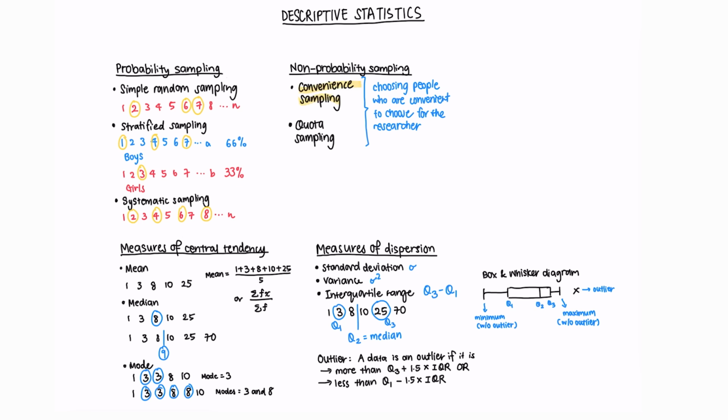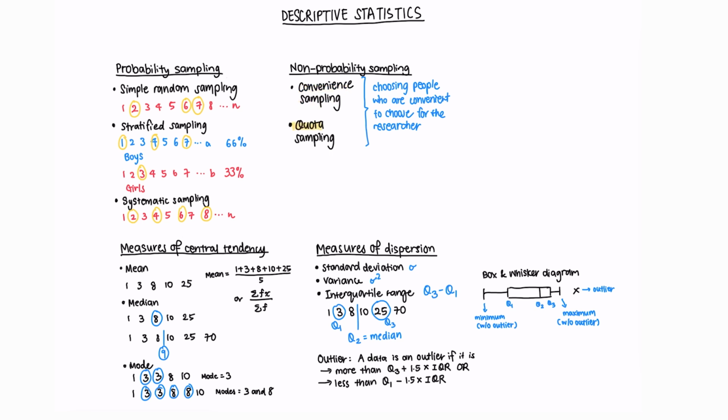Now let's look at the first type, convenience sampling, which is very similar to simple random sampling. This is just simple random sampling, but choosing people who are convenient for you to choose. So let's say I'm a teacher, I'll pick 50 random students from the classes that I'm teaching. That's what you call convenience sampling.